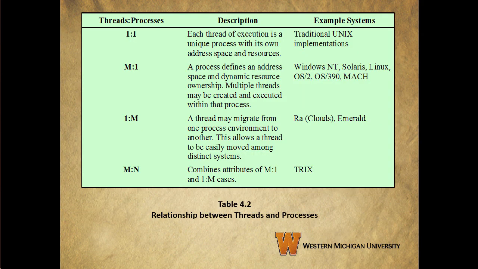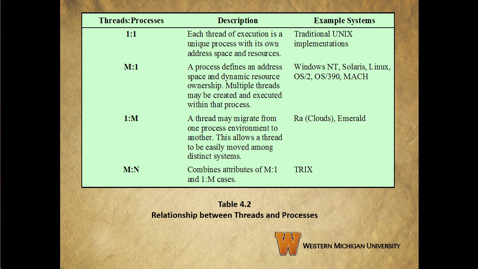Finally, let's take a look at the relationships that we can have between threads and processes. In a one-to-one relationship, each thread of execution is a unique process with its own address space and resources. With a many-to-one, or M-to-one, a process defines an address space and resource ownership, and multiple threads can be created and executed within that single process.